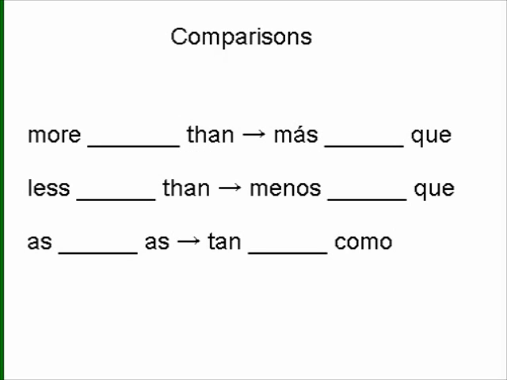So again, to summarize, here we are. More something than someone else, we use más blank que. Less something than, menos blank que. And as something as someone, tan blank como. In the blank, we always put an adjective, and we always make sure that the adjective agrees in number and in gender with the person or people that it describes.